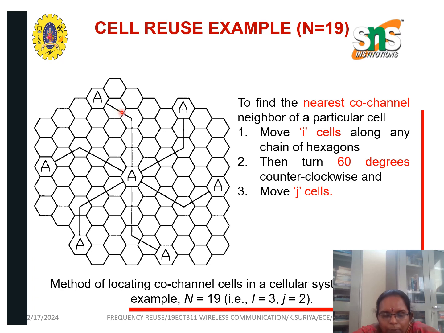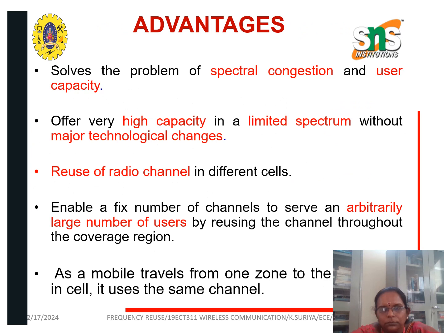This is followed because you have to maintain a certain distance between the co-channel cells in order to avoid co-channel interference. Co-channel cells are nothing but the cells having the same frequency. For example, this A will have 1, 2, 3, 4, 5, 6, so totally 6 co-channel cells. The advantage here is that it will solve the spectral congestion and the capacity will increase. The limited spectrum is utilized, and you use the available channels more number of times to increase the capacity, so a large number of users can be accommodated in the network.